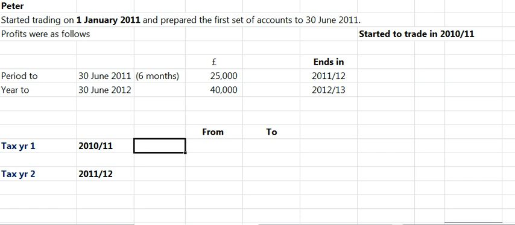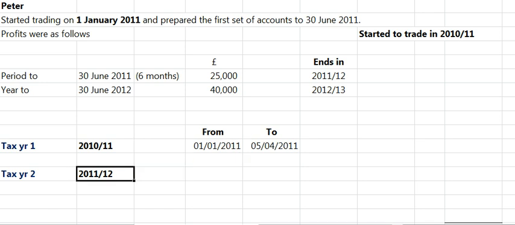So remember, the first year, you always go from the start of trade. So Peter started trading on the 1st of Jan, and you always go to the 5th of April, the end of the tax year. Second tax year, you ask yourself the question, is there a period of account that ends in the second tax year? The second tax year is 11/12, and yes, we identified that this one does. But then you ask yourself, how long is it? We've identified it's only 6 months, so it's less than 12.